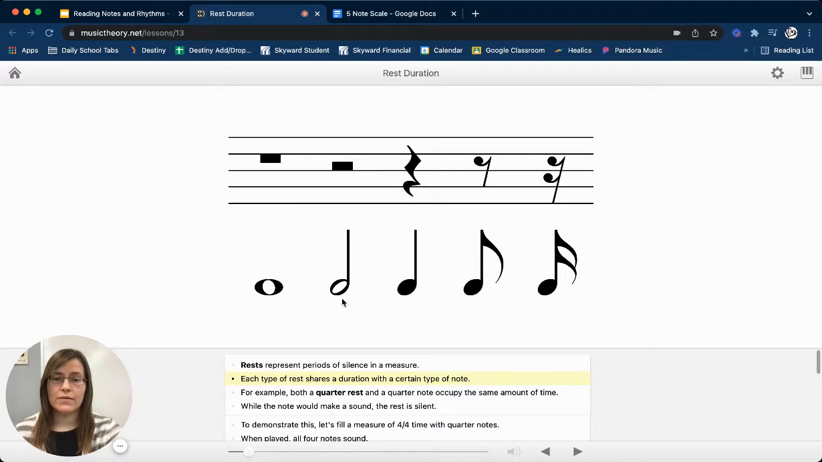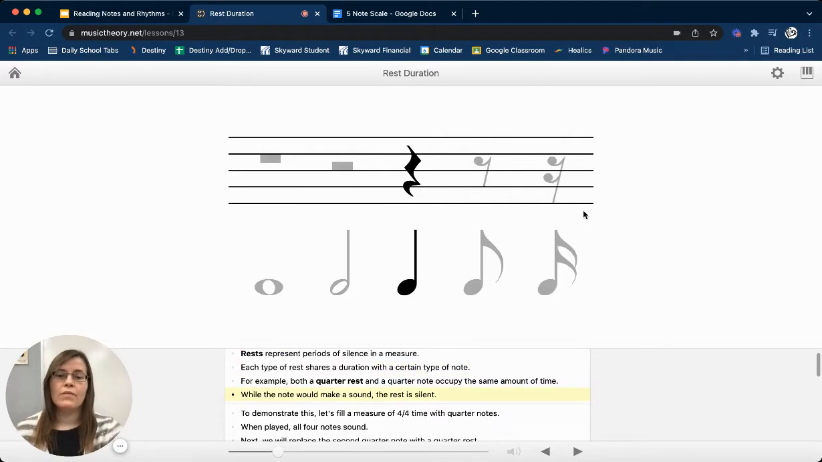This is a half note. This is a half rest. Both get 2 beats. Your quarter note. This is your quarter rest. 1 beat. Eighth note, an eighth rest, half of a beat. A 16th note, a 16th rest, a quarter of a beat. While a note would make a sound, the rest is silent.